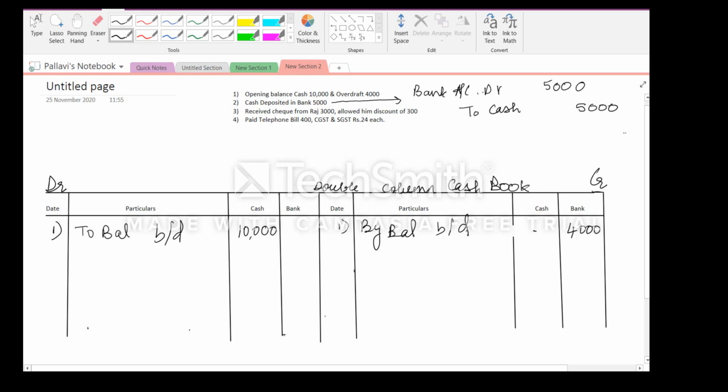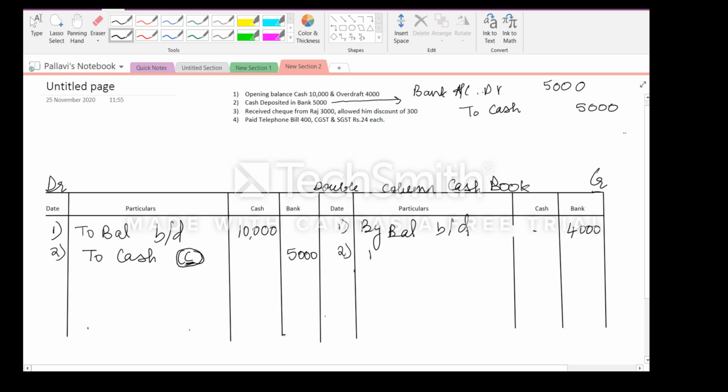So now bank account is being debited. So on the debit side in the bank column, I'm going to write 5,000 over here and the serial number. So it is going to be to cash. And here in the brackets, we are going to write C. So this indicates that it's a contra entry. Either you write it in the bracket or you just circle it. Anything is fine. And so this is going to have the effect on both the sides.